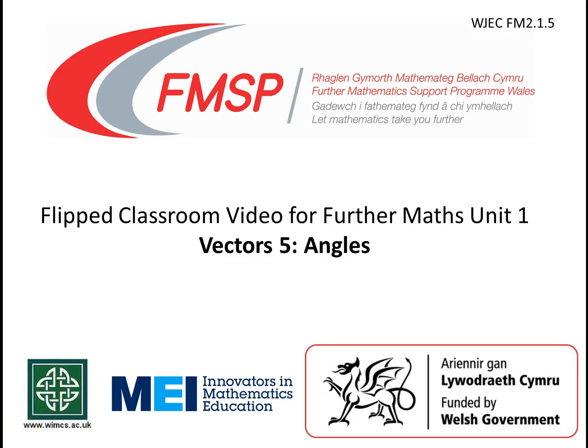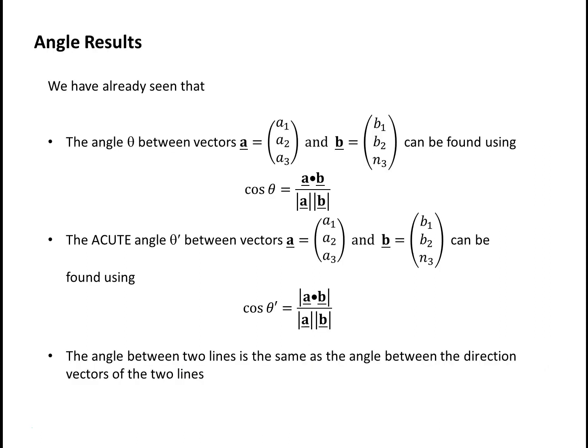In this video, we look at how we can use vectors to calculate angles between three-dimensional objects. We already have some results about angles. First of all, we know how to use the scalar product to find the angle between two vectors, and that reduces down to the formula cos theta is a dot b divided by the length of the vector A times by the length of the vector B.